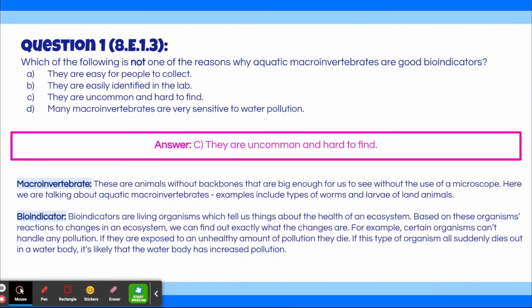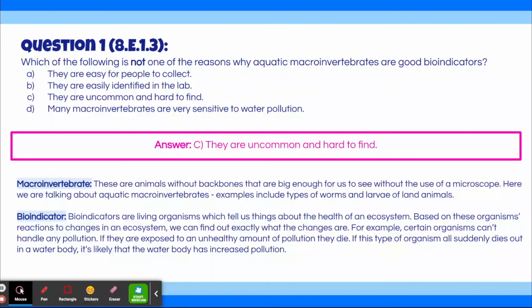Answer C says that macroinvertebrates are uncommon and hard to find. However, if they're hard to find, how will we learn about them? How will we know if they're common in a certain ecosystem? Let's say that there are only 5 organisms of a certain species in an ecosystem. If one of them dies suddenly, there's no guarantee that it's due to a change in the ecosystem. It could just be a natural health problem with that one. However, if there are 50 of an organism and 10 die suddenly, it's much more likely to do with the environment. So the answer choice is very likely to be C.